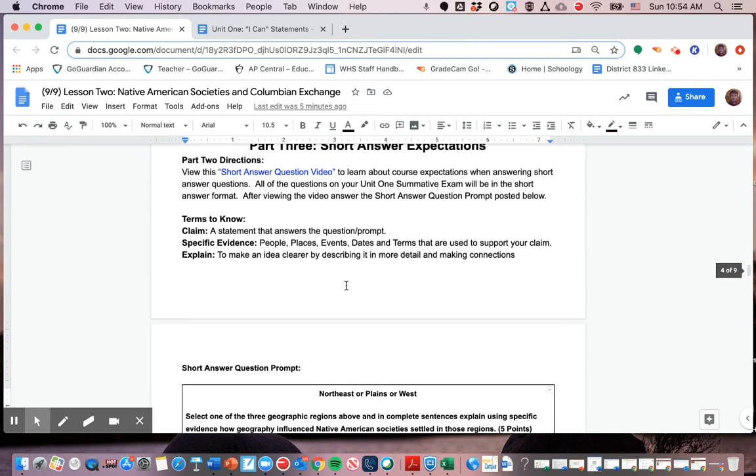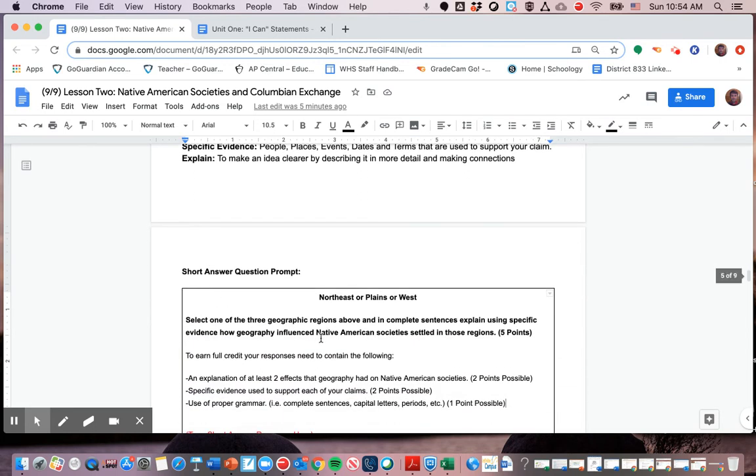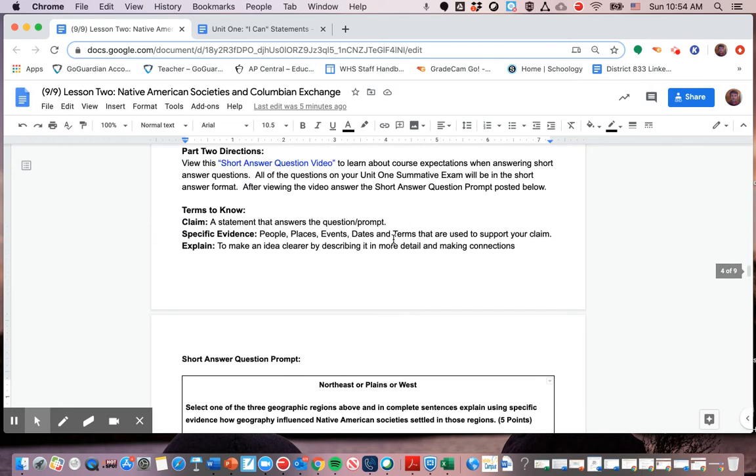Some terms to be aware of. So when you see a short answer question, the word claim is a statement that answers the question or prompt. So you'd be making 2 claims in this question here. That'd be ways that geography affected one of these regions or the Native American tribes in one of those regions.